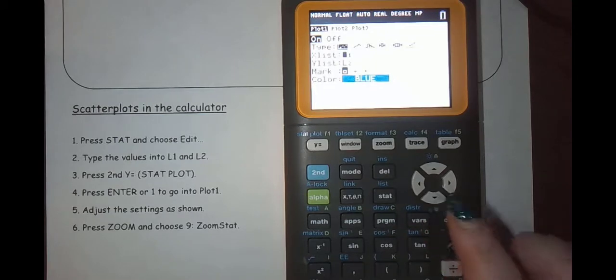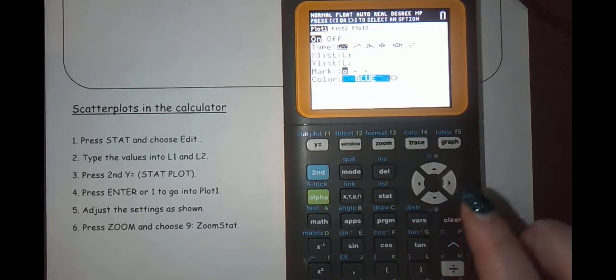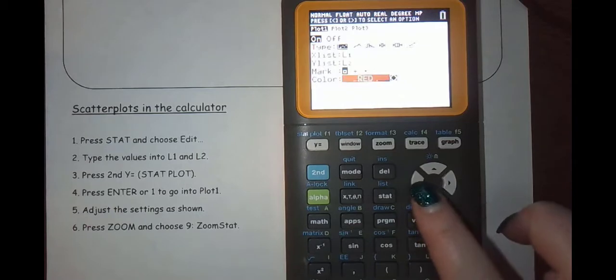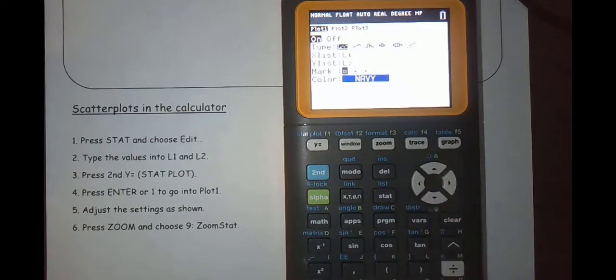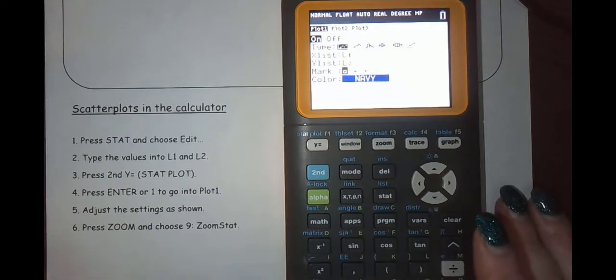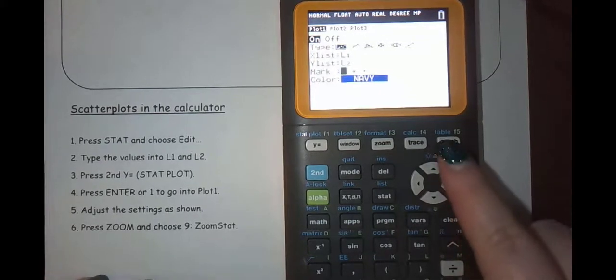You can switch the list if you want to. You can make it a different color. You all have the color ones, I believe. I'm just going to make it navy so it shows up better, and you can choose the size of the points as well. Now, once I have all this information in, I'm going to press graph.